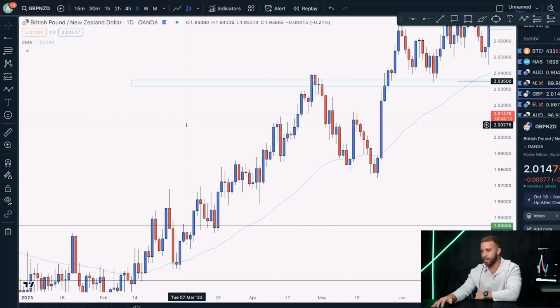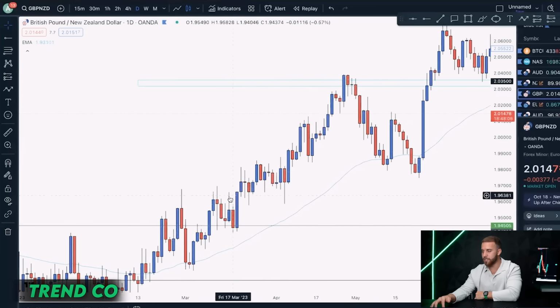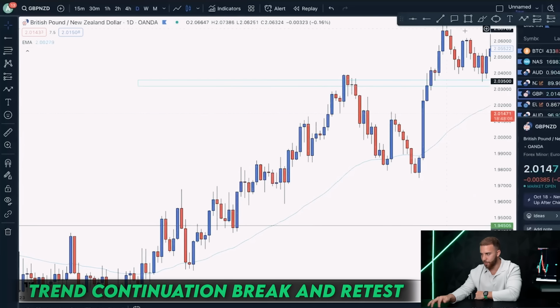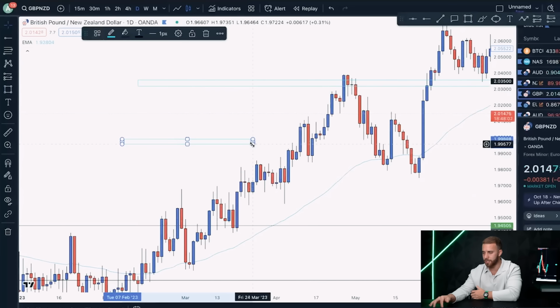But all of that, it's going to make sense right now. As you can see right here, GBP NZD is a prime example of a trend continuation, break, and then retest. The way you mark up a break and retest is simply by using this little box right here. It doesn't matter the size of the box.